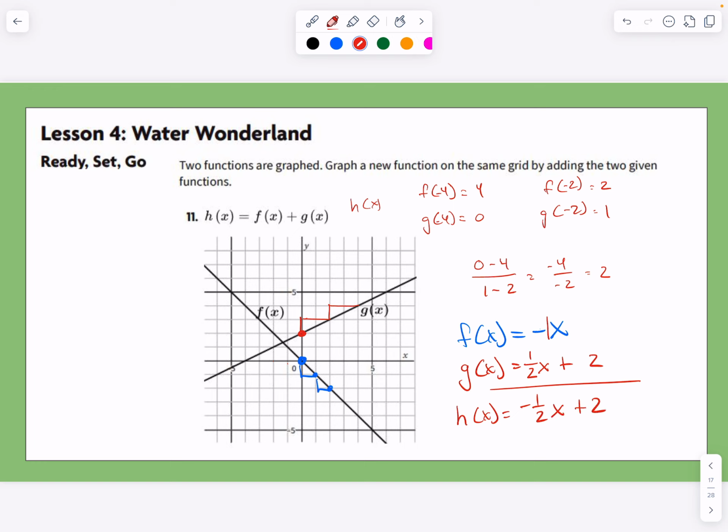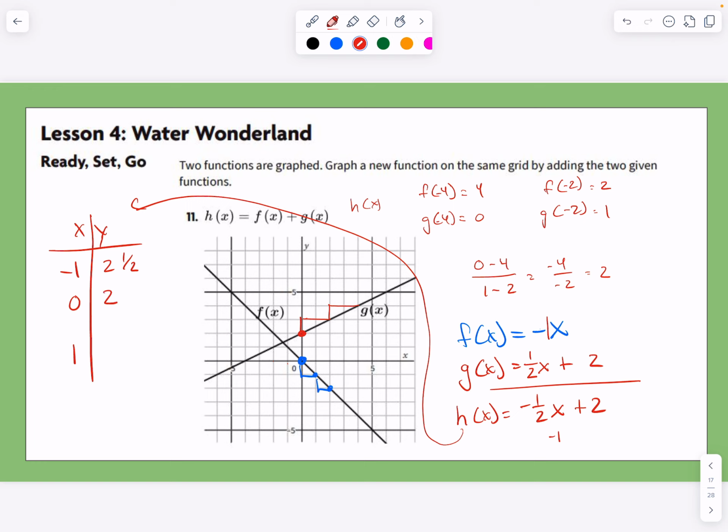So now from this equation, what I did is I said, let's make an xy table, and let's plug some numbers in there to see what we come up with. So if I do negative 1, 0, and 1, negative 1 becomes positive half plus 2 is 2.5. 0 becomes nothing, and a 2. And again, what I can see is, I am decreasing by a half. So this one then also becomes 1.5.